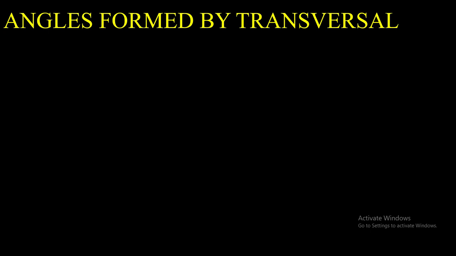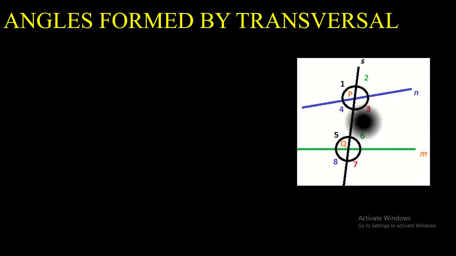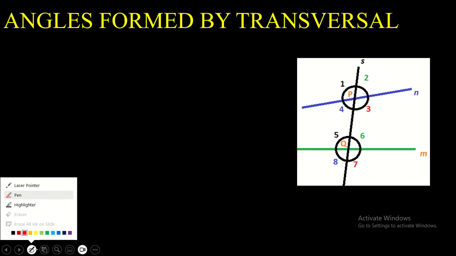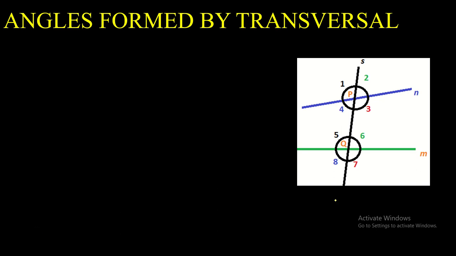In our last video tutorial, we read about the angles formed by a transversal with two lines, and we came across different pairs of angles that are formed by the transversal with two lines. And there we saw two groups. The first one among them was angles formed on the same side of the transversal, which includes the first one as corresponding angles.